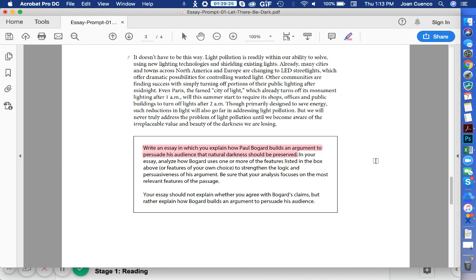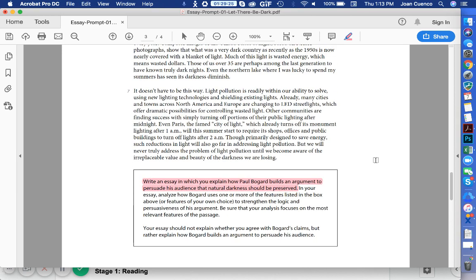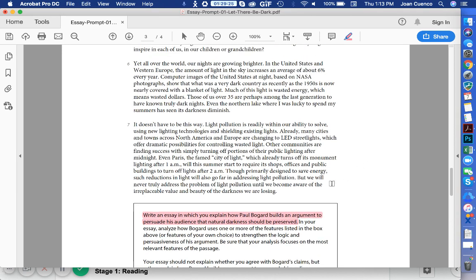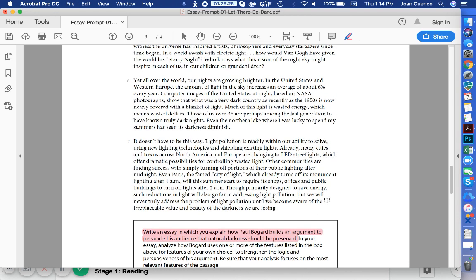should be preserved. So your task is to read this essay by Paul Bogard and find the three main methods that he uses to persuade the reader that natural darkness should be preserved. So you will not write a summary about this essay. You will not write whether you agree or disagree with the author. You will write about how the author convinces us that natural darkness should be preserved.